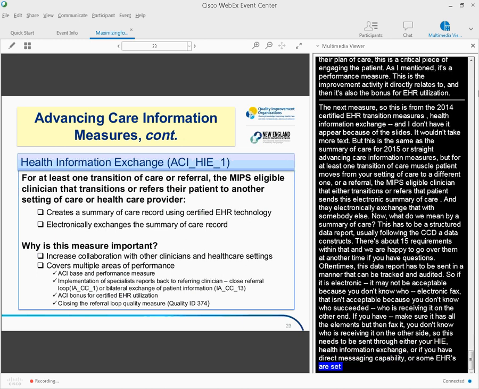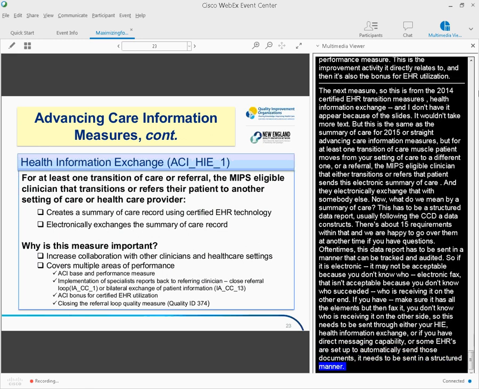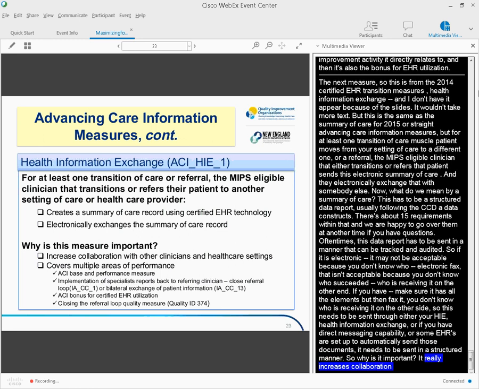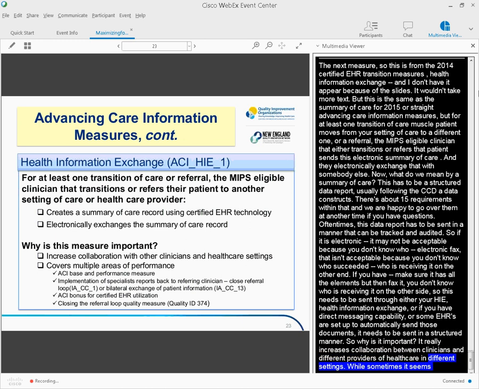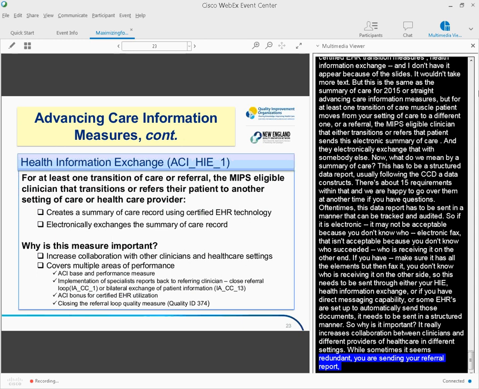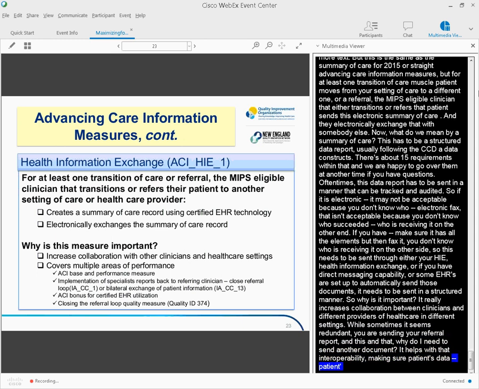So why is this measure important? It really increases collaboration between clinicians and healthcare, different providers of healthcare in different settings. While sometimes it seems redundant, you're sending your referral report, you're sending this, you're sending that, why do I need to send one more document? It helps with that interoperability, making sure the patient's data is available in all settings of care. Again, this is important because it's a base and a performance measure. And then I listed a couple improvement activities that it relates to.